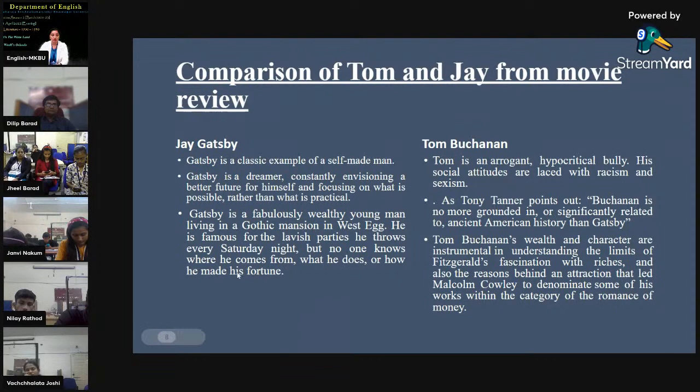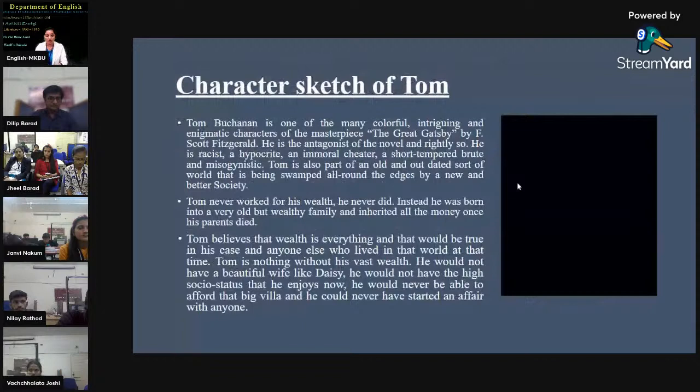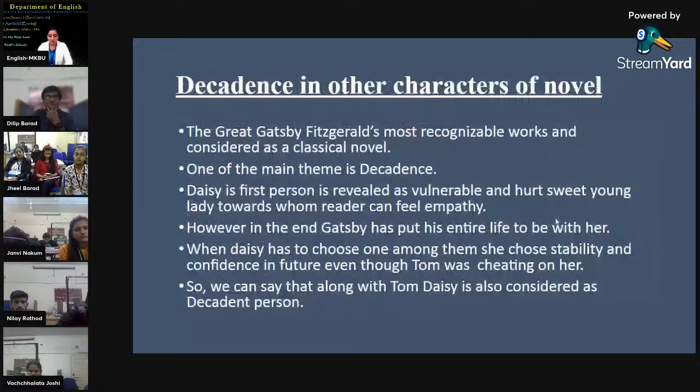Tom Buchanan's wealth and character are instrumental in understanding the limits of Fitzgerald's fascination with riches, and also the reasons behind the attraction that led Malcolm Cowley to denominate some of his works within the category of the romance of money. Character sketch of Tom, and here is a video of a character sketch of Tom. Sorry, somehow I'm not able to play this video.